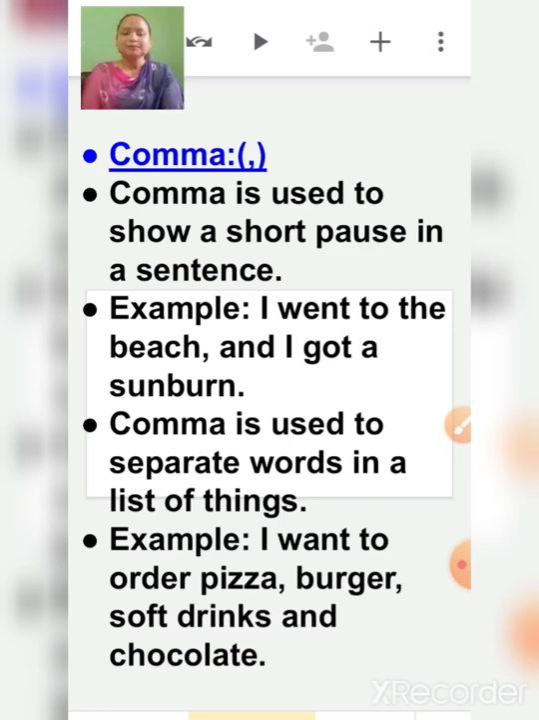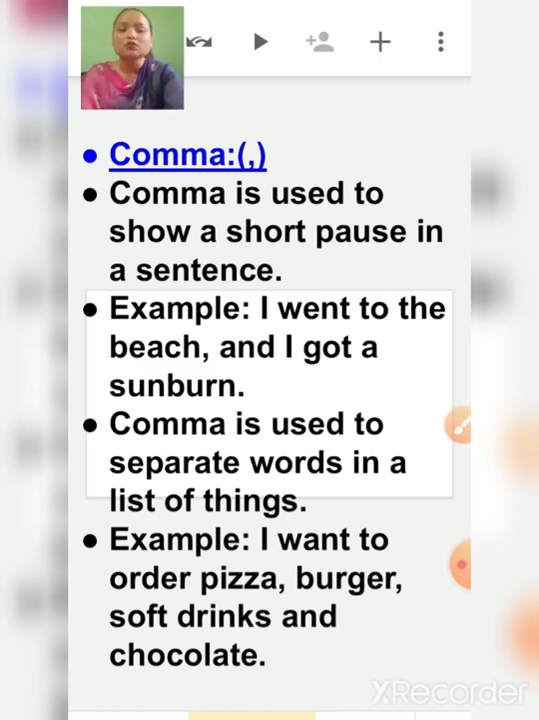Okay. Then comma is used to separate words in a list of things. You have noticed that in sentences we write like, I have bought these many things. Then how will you write that in a sentence? So comma is used to separate words in a list of things. When we are talking about a list of things, then comma is used there.